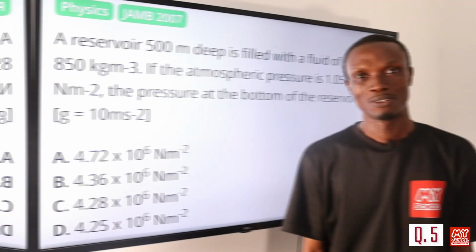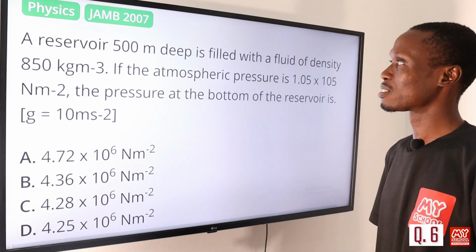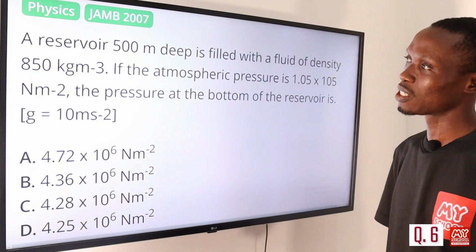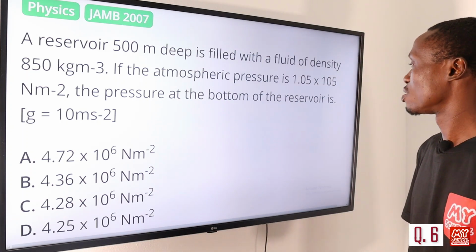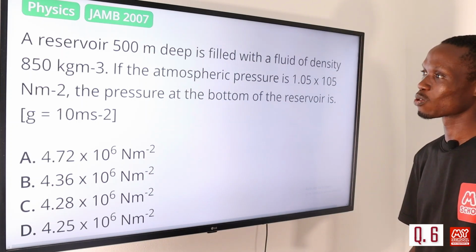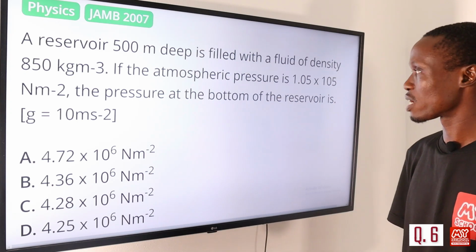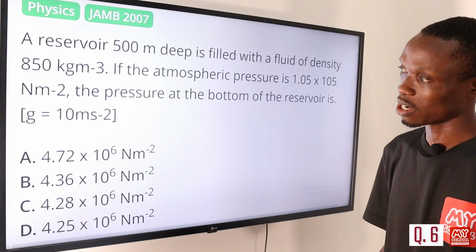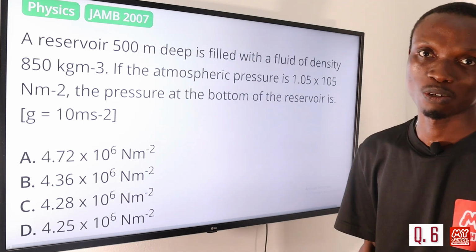Question 6. A reservoir 500 meters deep is filled with a fluid of density 850 kg per meter cube. If the atmospheric pressure is 1.05 times 10 raised to power 5 Newton per meter square, the pressure at the bottom of the reservoir is... Here we are asked to take acceleration due to gravity to be equal to 10 meters per second square. So let's move over to the board to provide the answer to this question.